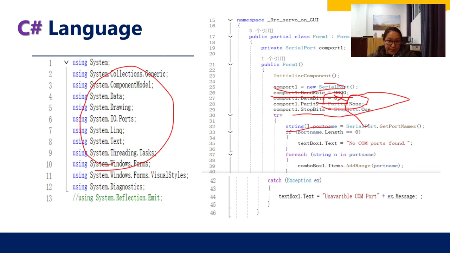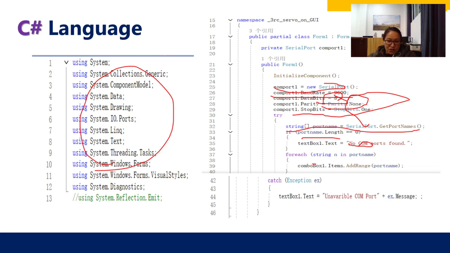This retrieves an array of strings representing the names of all available serial ports on the system. And this checks if no serial ports are available. If no ports are found, it sets the text of the text box to "No COM ports found."